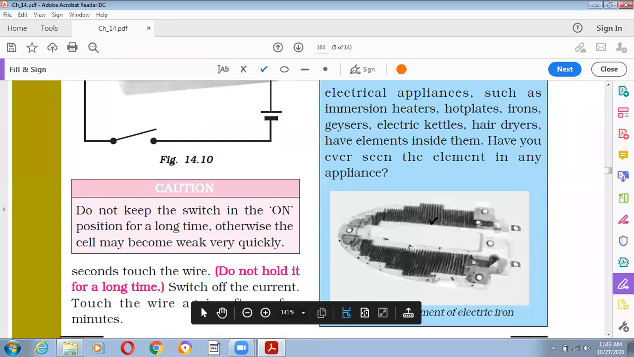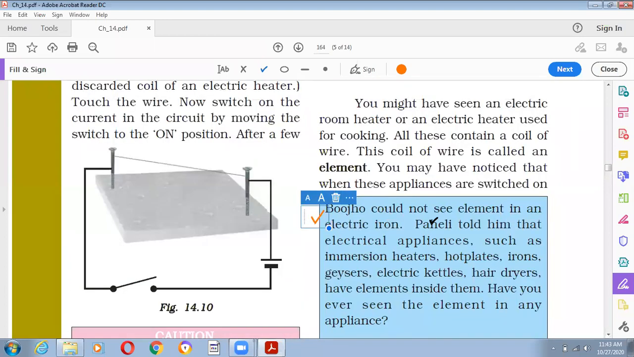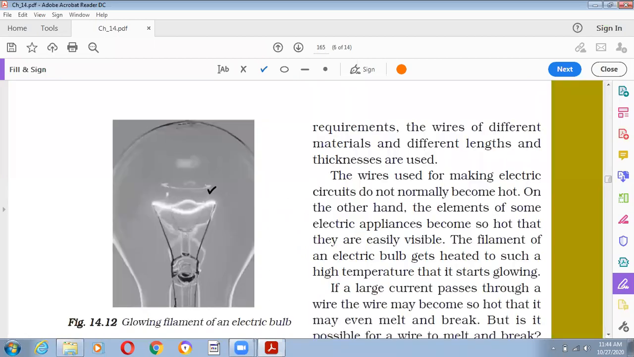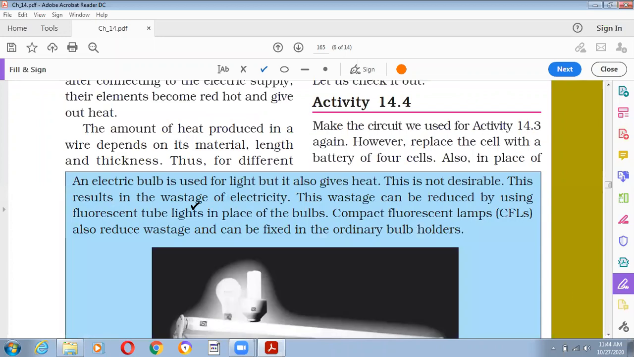Right? Same way, the best example of the heating effect of current is the electric bulb. The electric bulb produces light by a glowing filament. Why? Because there is a filament made up of tungsten. Whenever the current flows through this filament, it becomes so hot that it starts glowing. Only its glow produces light.